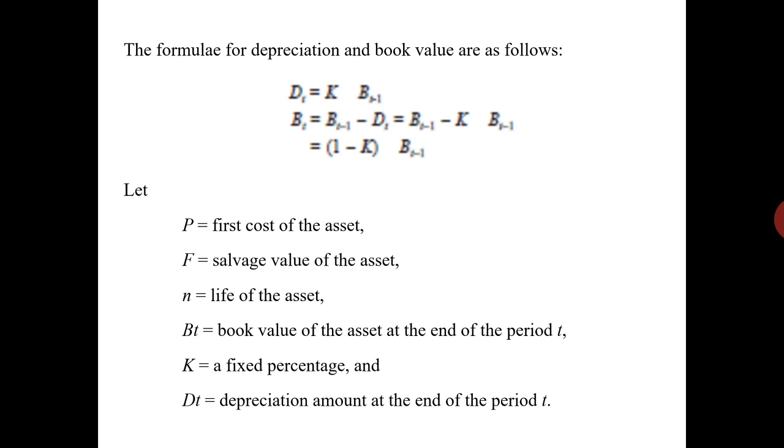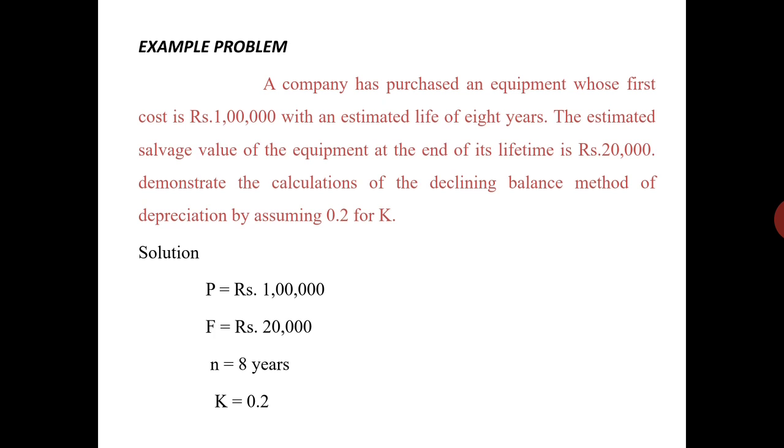Here P is the fixed cost of the asset, F equals the salvage value of the asset, N equals the life of the asset, BT equals the book value of the asset, K is a fixed percentage, and DT equals the depreciation amount. Now we are going to solve a problem. A company has purchased an equipment whose first cost is rupees 1 lakh with an estimated life of 8 years. The estimated salvage value at the end of its lifetime is rupees 20,000. Demonstrate the calculation of the declining balance method of depreciation by assuming 0.2 for K. Here K is the fixed percentage.